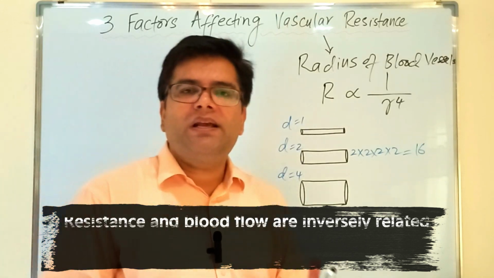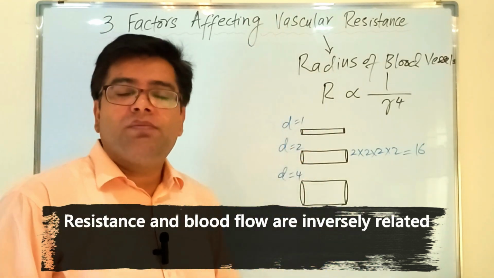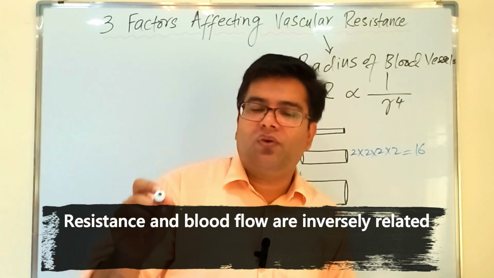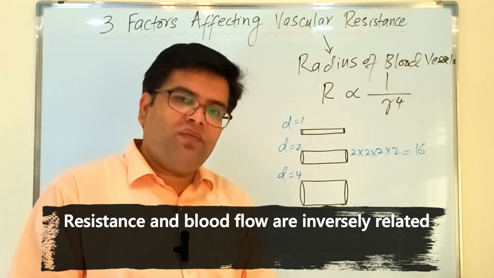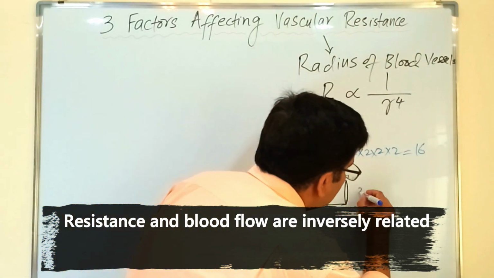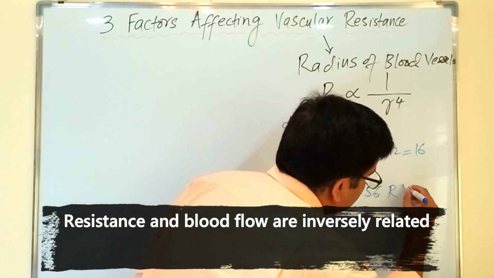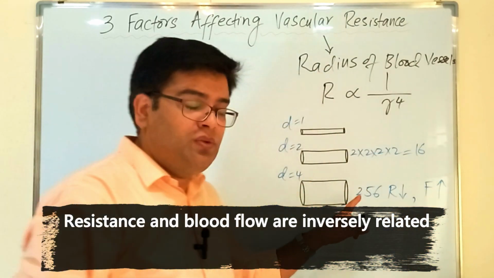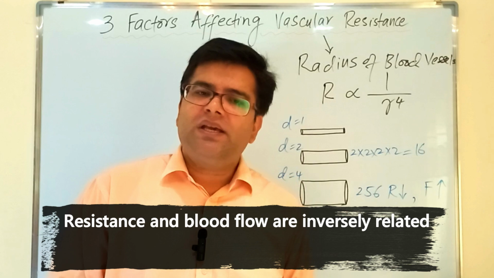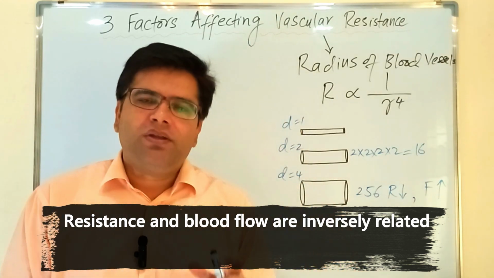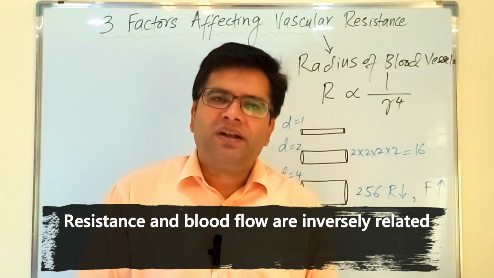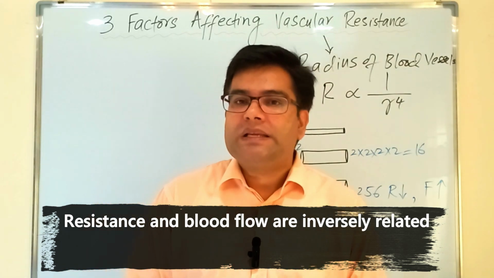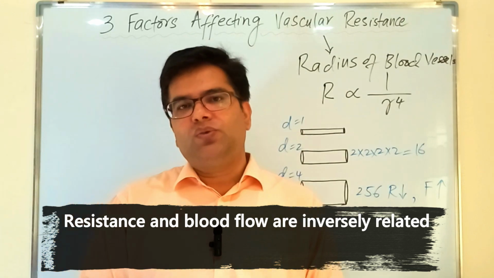What will happen if the radius or diameter of the same blood vessel becomes 4 times? Then in this case, 4 times 4 times 4 times 4, the resistance of the vessel will be decreased up to 256 times, and the flow of blood will be increased up to 256 times. So you can see here, by a slight change in the diameter of a blood vessel, there can be a tremendous change in resistance and a tremendous change in blood flow. And keep in mind, resistance and blood flow are inversely proportional to each other.